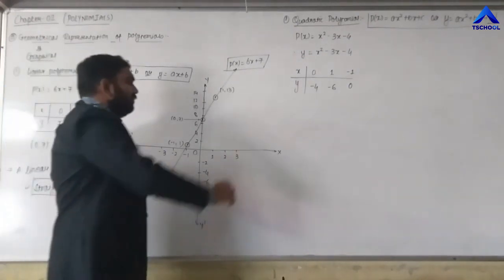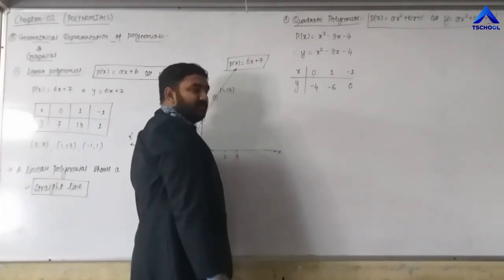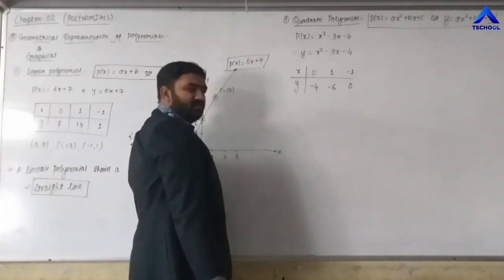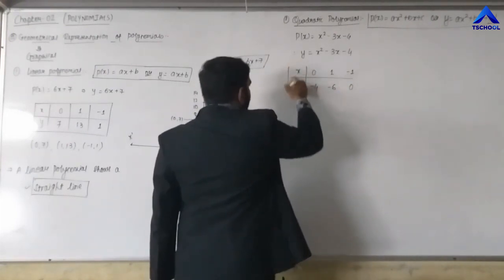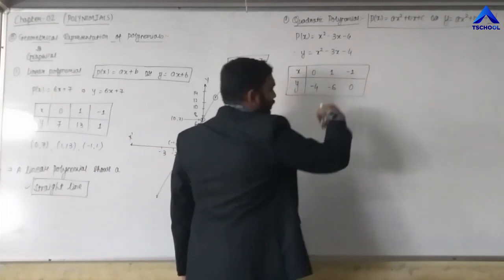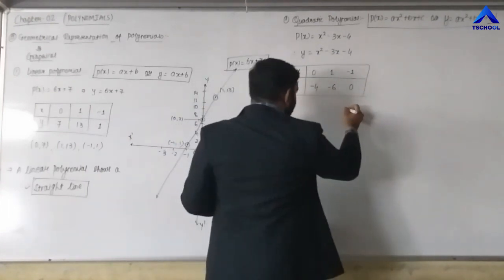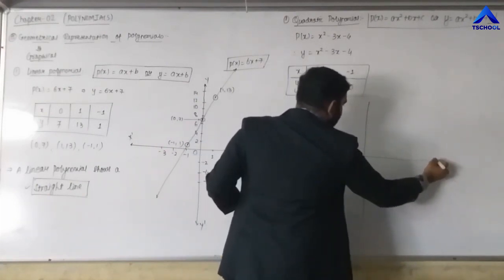Okay, so these are the zeros of this polynomial. Yes or no? Okay, not the zeros, sorry, my mistake. That is the solution of the given polynomial. Now we shall plot them on the graph. So the graph of this quadratic polynomial will be somewhat like this here.